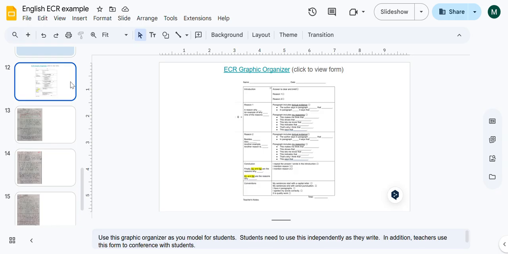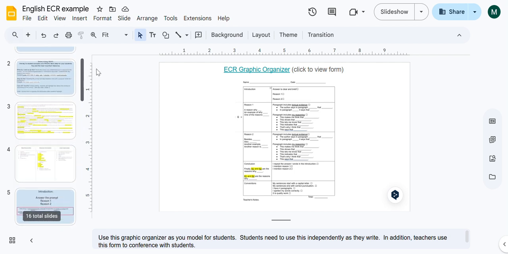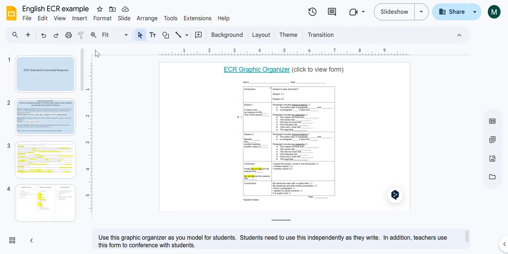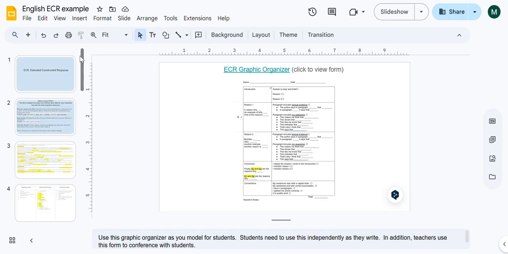So, but this did take time. This probably took me 3 months for them to understand and become more proficient writers. But at the beginning, it was hard because they did not know how to write a complete sentence. And so we had to start from the basics. But this graphic organizer really helped.